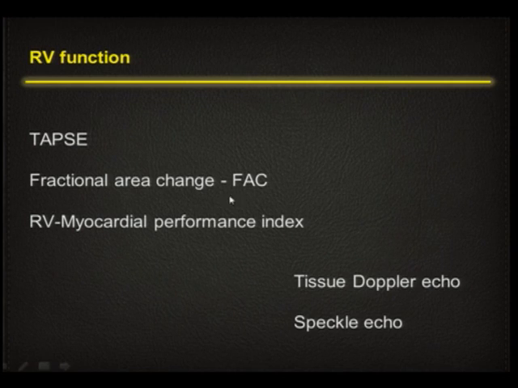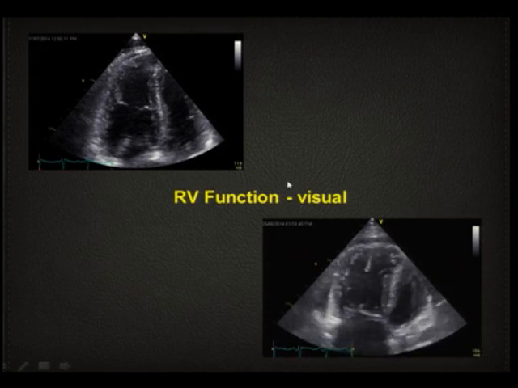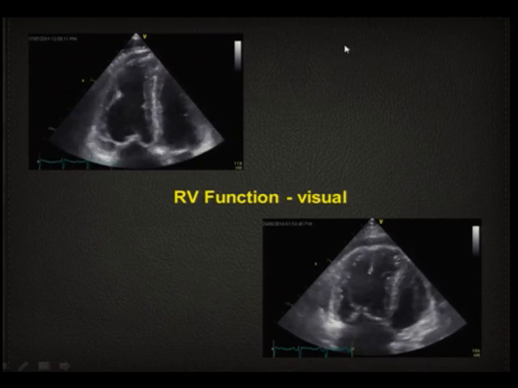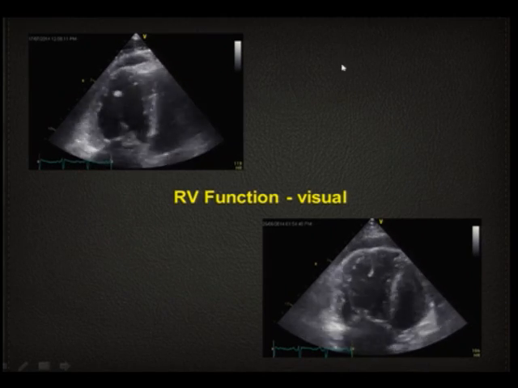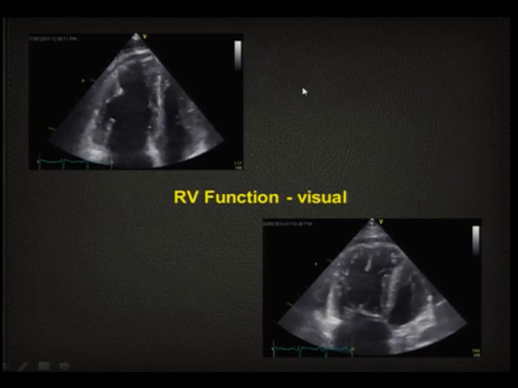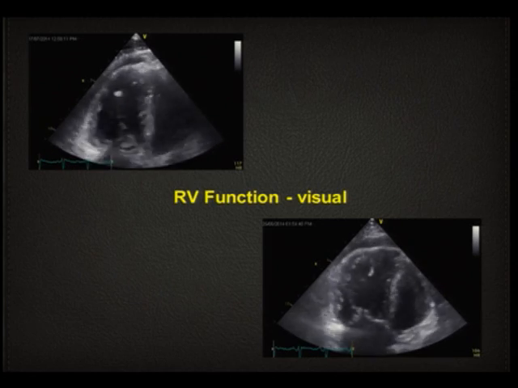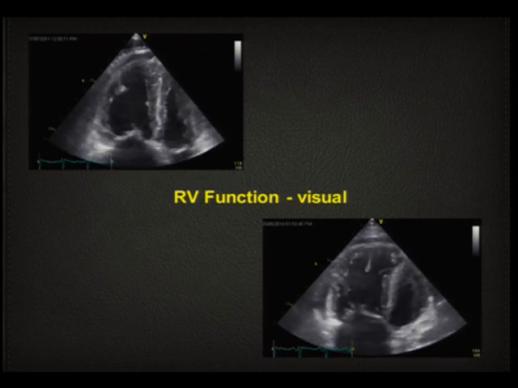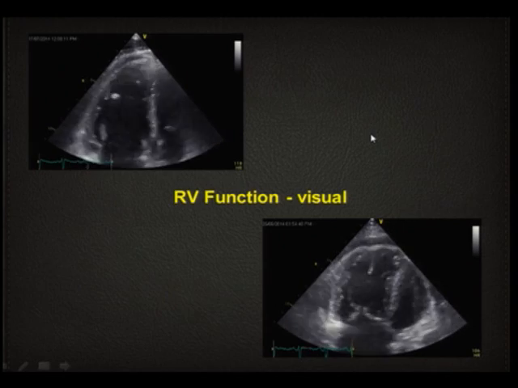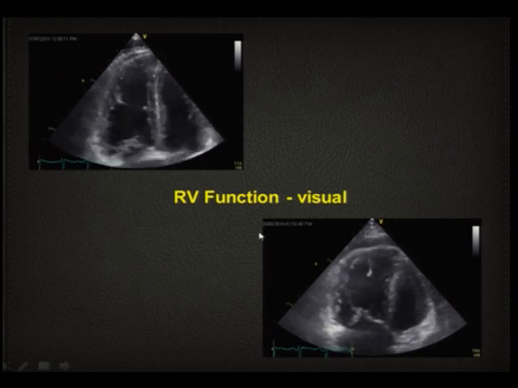RV function itself can be assessed in the form of TAPSE. These are the traditional methods. You have the fractional area change, and then you have the RV myocardial performance index, and you have the newer applications of tissue Doppler and speckle echo. The visual part is very important, to find out whether there is any free wall hypokinesis. There have been a lot of articles on the McConnell sign, which has had its rise and then again its fall because of its questionable sensitivity. And also there have been some articles on the reverse McConnell.